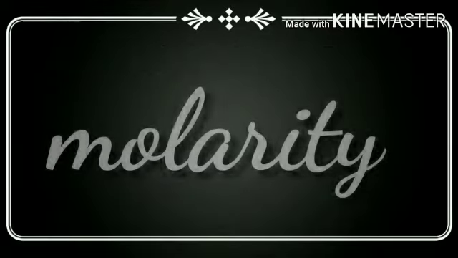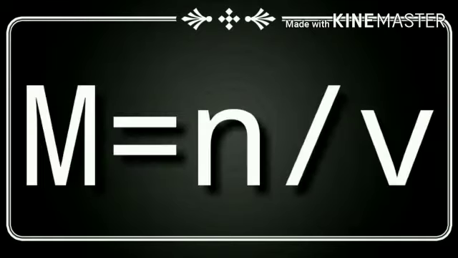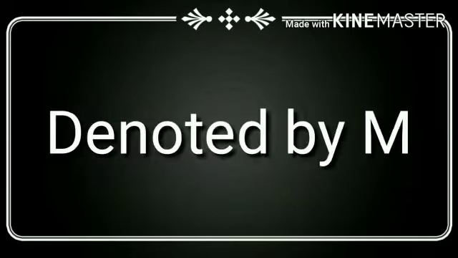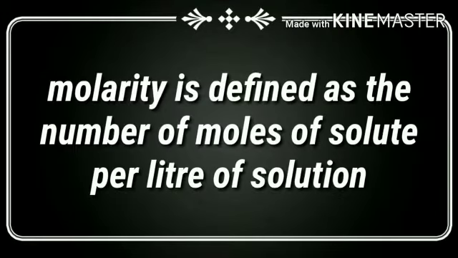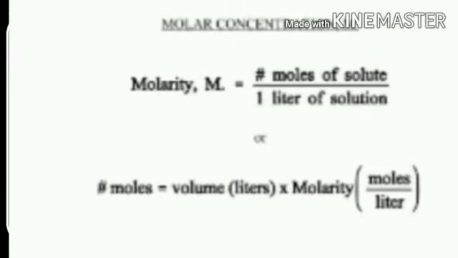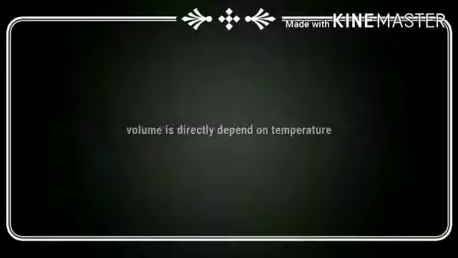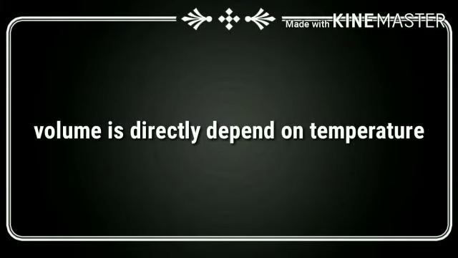So at first I discuss molarity, which is one of the most widely used units of concentration, and it is denoted by capital M. Molarity is defined as the number of moles of solute per liter of solution. So the formula derived from this is: molarity is the number of moles of solute divided by the volume of solution, which is in liters, and volume is directly dependent on temperature.